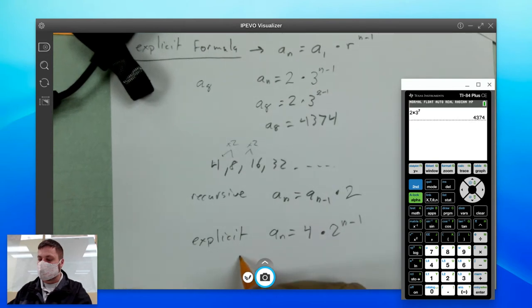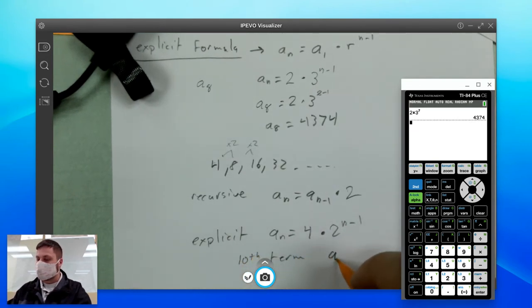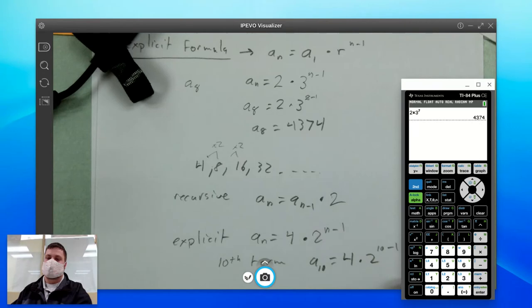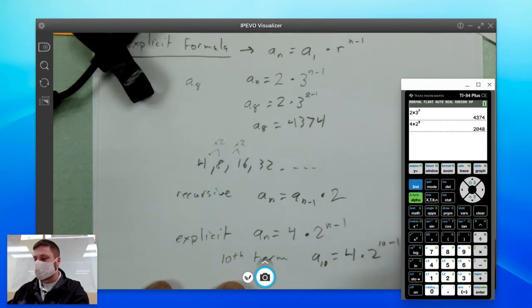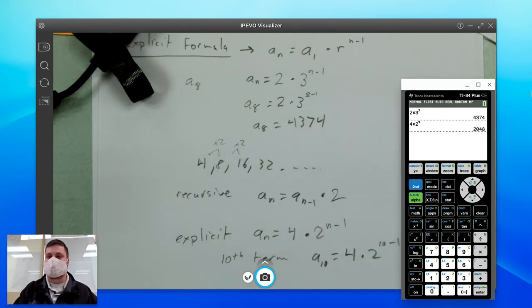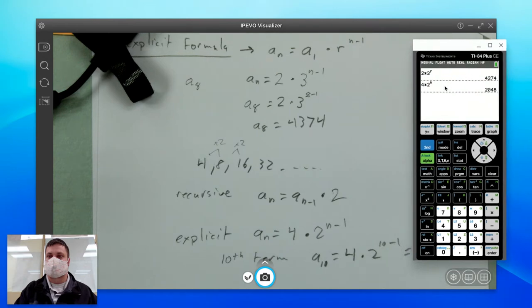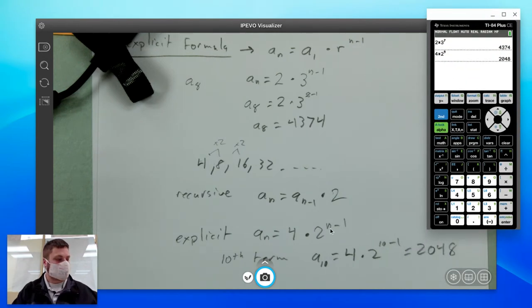So if I was asked to find the 10th term, I would say, okay, the 10th term is equal to 4 times 2 to the 10 minus 1, or 4 times 2 to the 9th power. The 10th term there would be 2048. Okay.